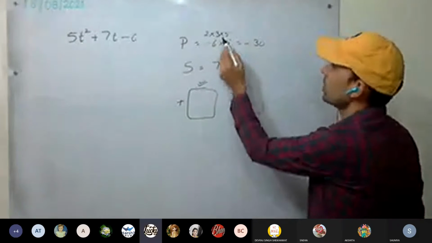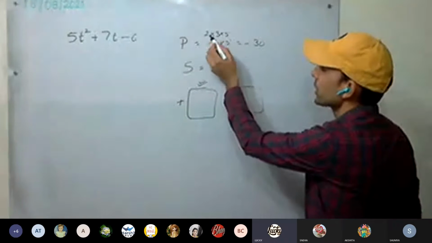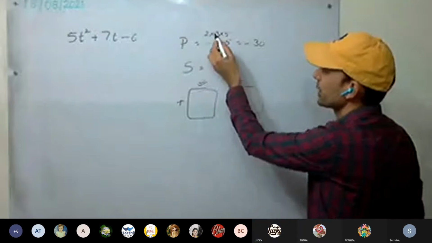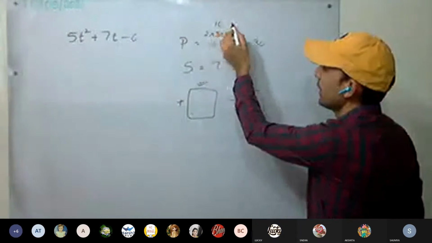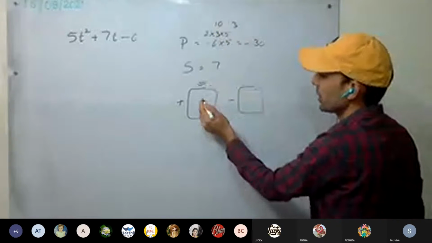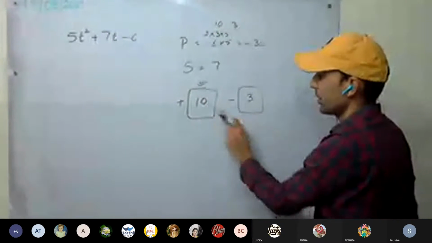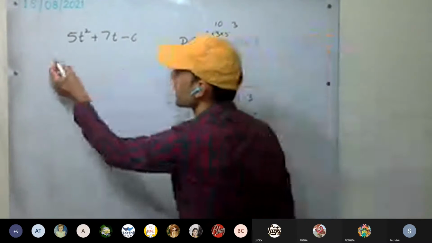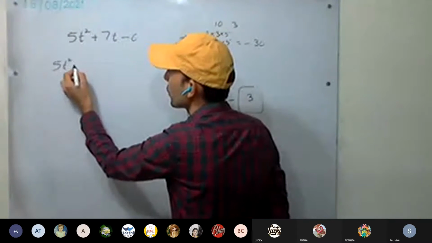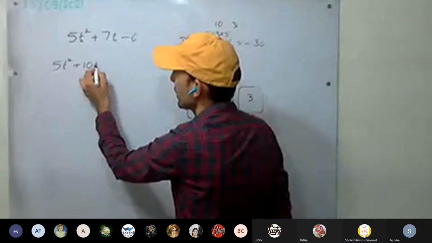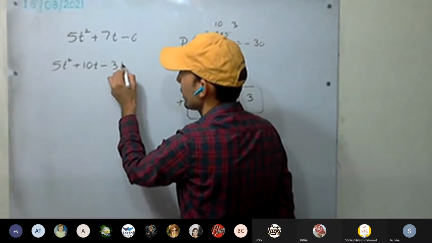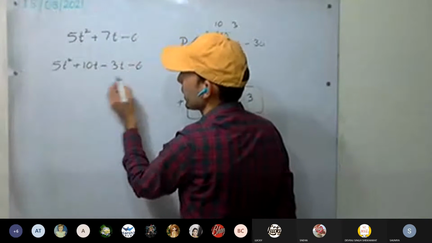Sir, 10 and 3. Okay, 10 and 3. 6 and 5, you won't get. 2 fives are 10 and 3. Which should be the positive number? 10. And 3 must be negative. Okay. Complete it now. 5t square plus 10t minus 3t minus 6.